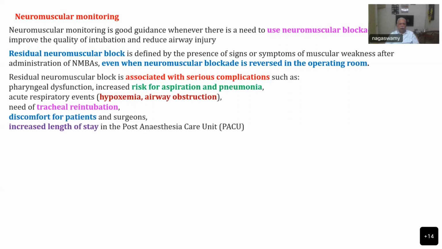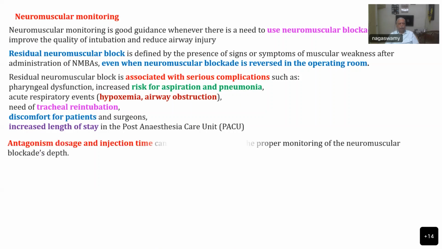Residual neuromuscular block is associated with serious complications like risk of aspiration pneumonia and hypoxemia, airway obstruction, or need for tracheal reintubation, and patient discomfort, as well as the surgeon looking at you as though you have done a great crime, and increased length of stay in the post-anesthetic care unit. All these are complications of inadequate muscle reversal. So antagonism dosage and injection time can also be optimized by proper monitoring of the depth of neuromuscular blockade.